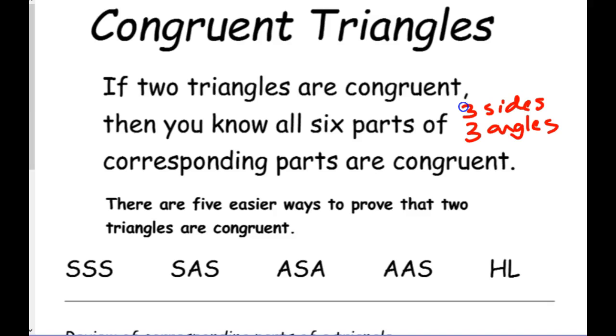But to tell if 2 triangles are congruent, you don't need to know everything is congruent. You just need to know if 3 things are congruent. So right here it says there are 5 easier ways to prove that 2 triangles are congruent. And these are the 5 ways we're going to learn today: SSS, SAS, ASA, AAS, and then HL. And we're going to explain those as we go through here.